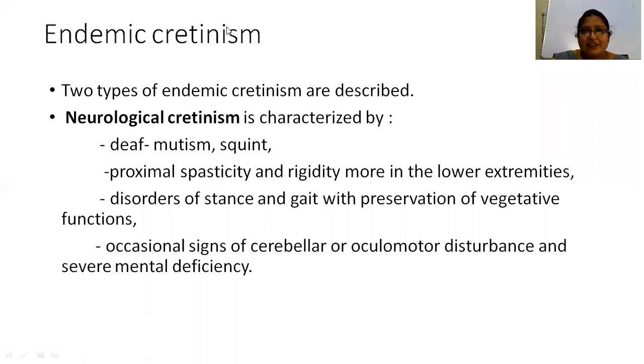Endemic cretinism constitutes endemic goiter along with iodine deficiency disorders. So there are two types of endemic cretinism: neurological and myxedematous cretinism. In neurological cretinism, there is deaf mutism, squint, and then proximal spasticity and rigidity more in lower extremities, and there are disorders of stance and gait with preservation of vegetative functions, and then occasional signs of cerebellar or oculomotor disturbances, and severe mental deficiency is seen.